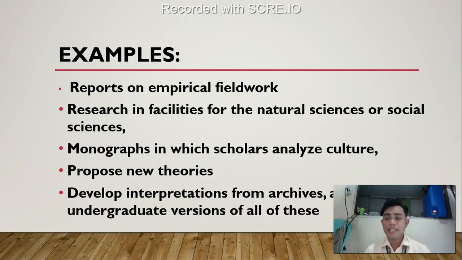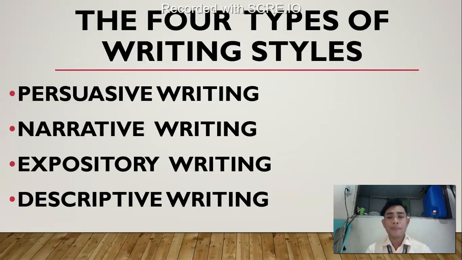First example is reports on empirical fieldwork. Second is research in facilities for the natural sciences or social sciences. The third is monographs in which scholars analyze culture. The fourth is proposing new theories. And the last is developing interpretations from archives, as well as the undergraduate versions of all of this. Okay, those are the examples of academic writing. Let's proceed.